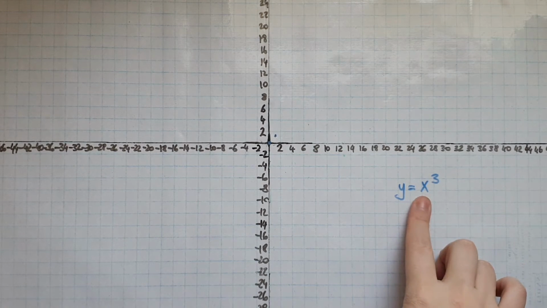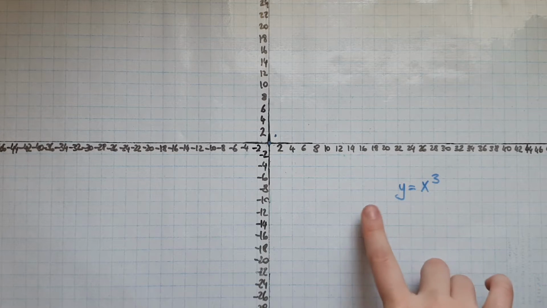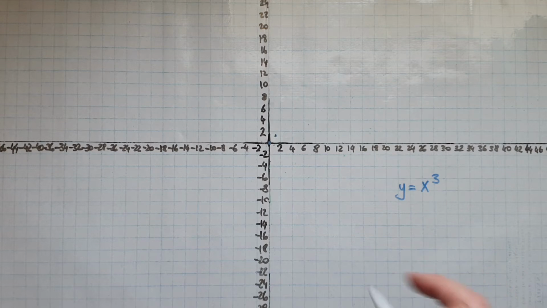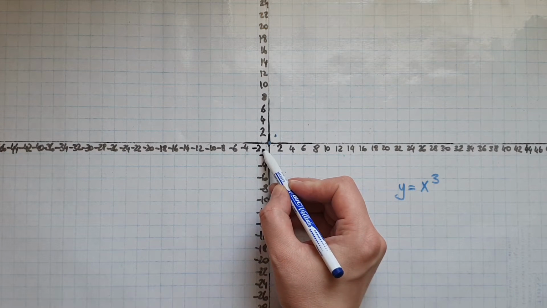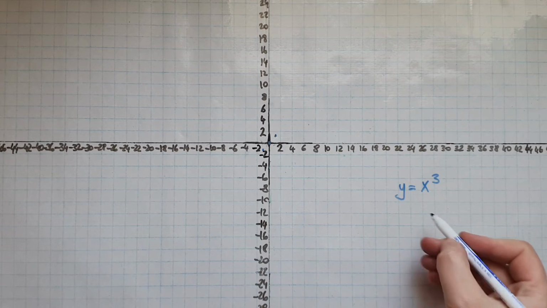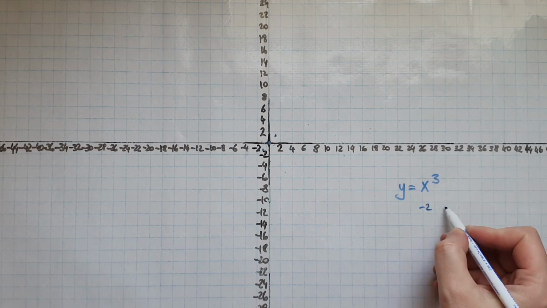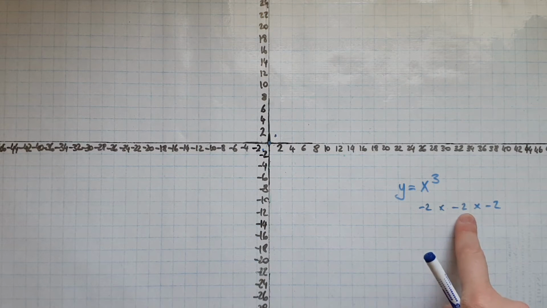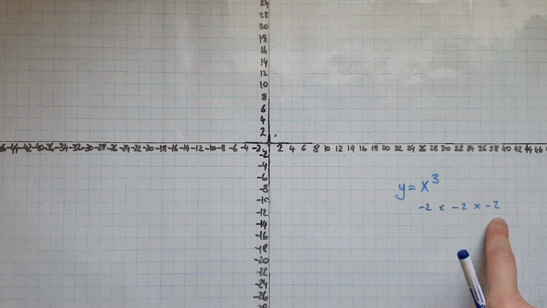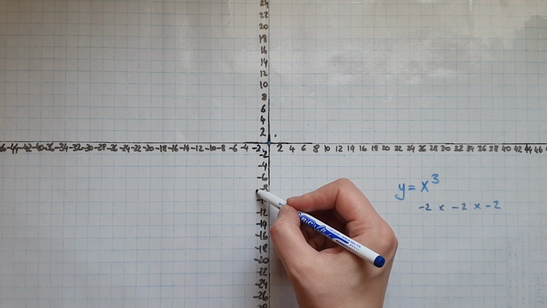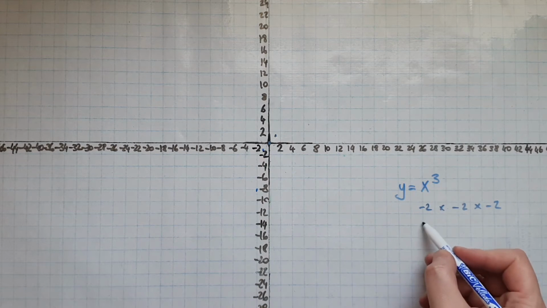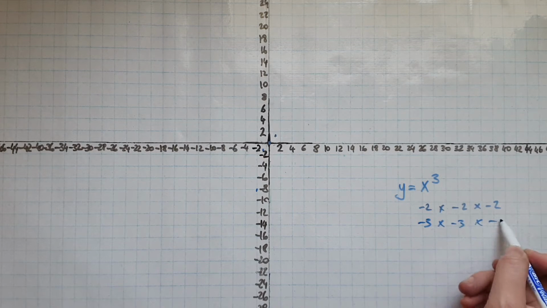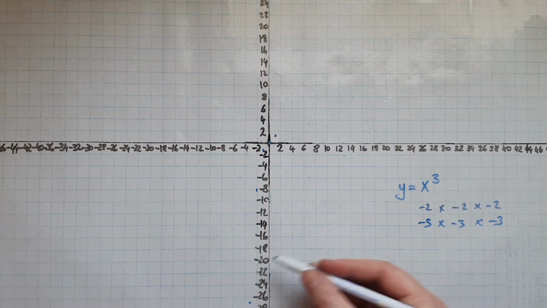When x is -1, then y is -1 times -1, which is 1, times -1, that gives us -1. So that's the other point. When x is -2, we go -2 times -2 times -2. These two make 4. 4 times -2 gives us -8. So -2, -8 is going to be there. So when x is -3, we get -27.